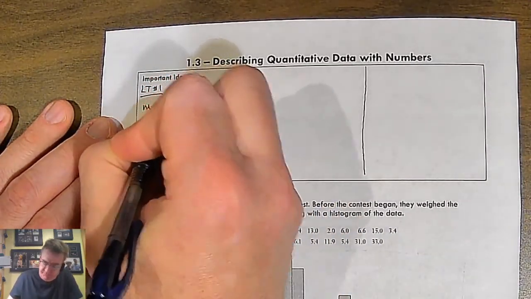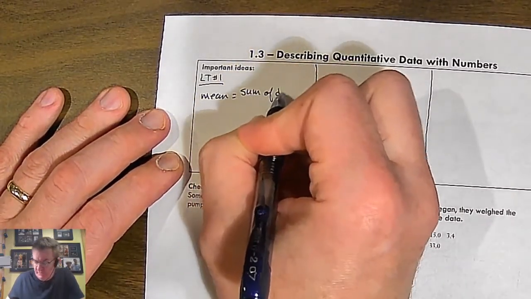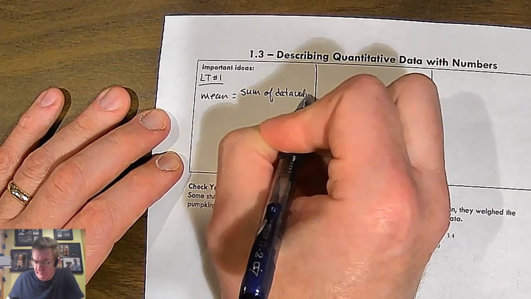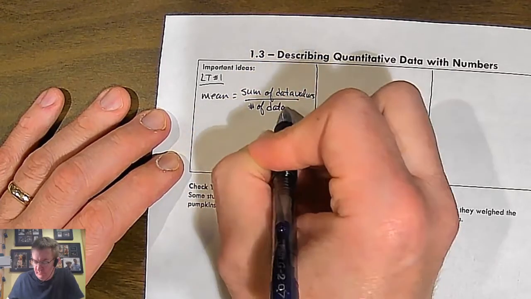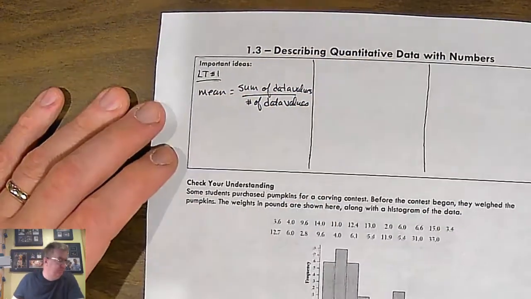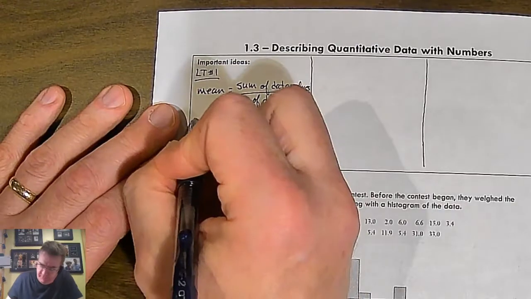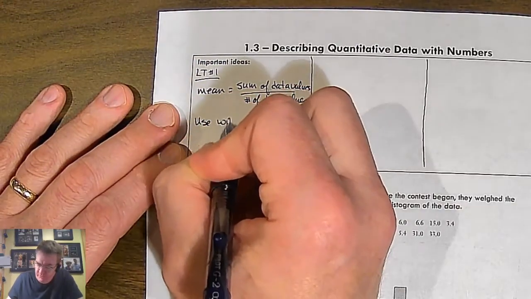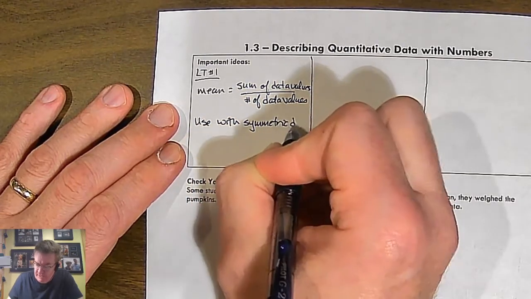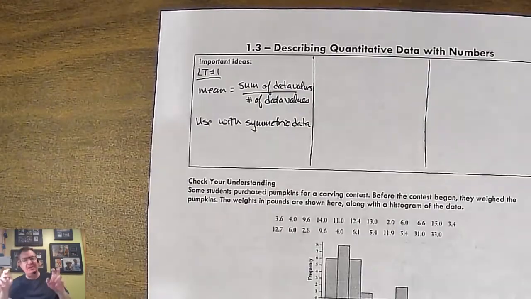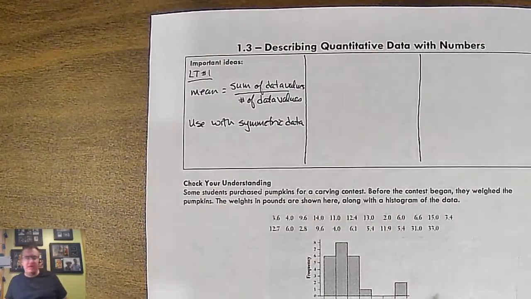Your mean equals your sum of data values divided by the number of data values. Okay. Best use of this, use it with symmetric data, i.e. there's no outliers. Okay? Relatively symmetric data is fine. But since there are no outliers to skew it, your mean is going to be the best average of what's going on.